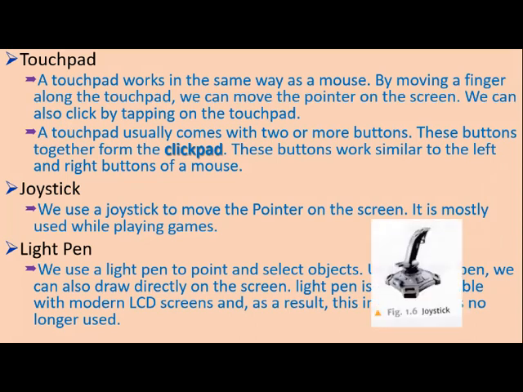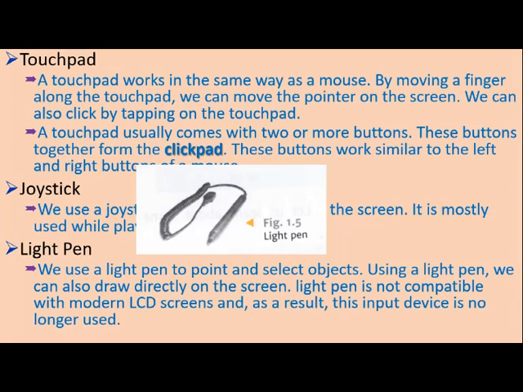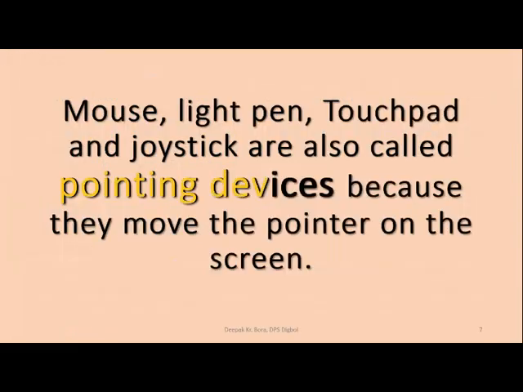Joystick. We use a joystick to move the pointer on the screen. It is mostly used while playing games. Light pen. We use light pen to point and select objects. Using a light pen, we can also draw directly on the screen. Light pen is not compatible with modern LCD screens, and as a result, this input device is no longer used. Light pen, touchpad, and joystick are also called pointing devices because they move the pointer on the screen.